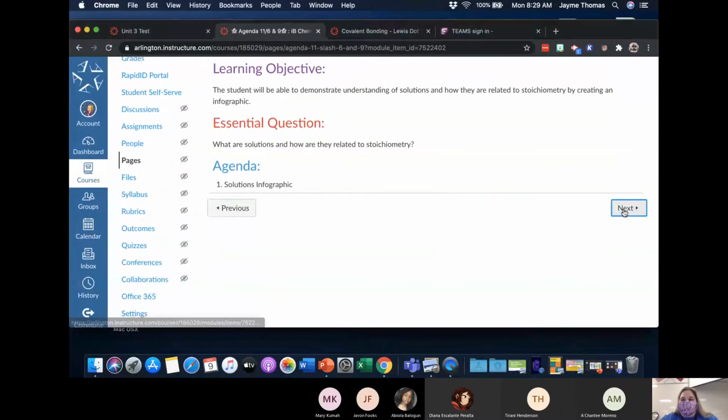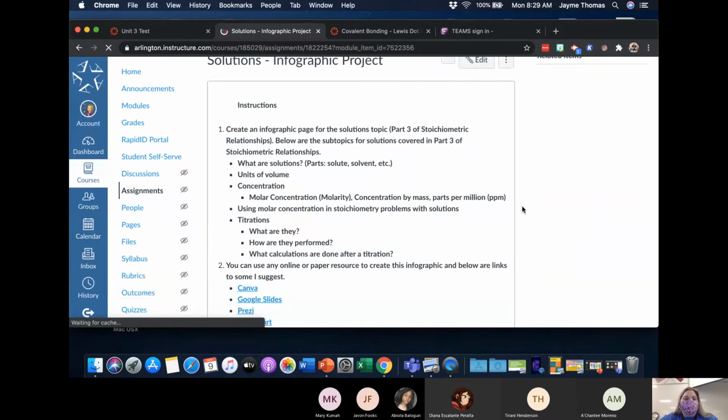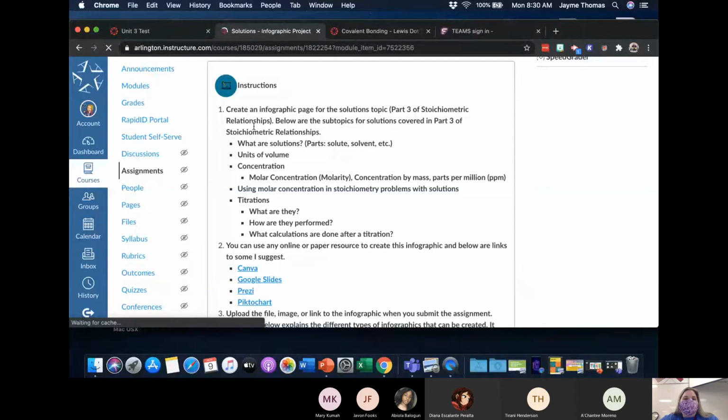So I'm going to go to the actual assignment and we can look at it and talk about what you need to include, what it's going to look like, all that stuff. So these are your instructions. When you log into the assignment on Canvas, it goes over exactly what you need to include. It says you're creating an infographic page for the solutions topic, and that's part 3 of the stoichiometric relationships that we did last week.